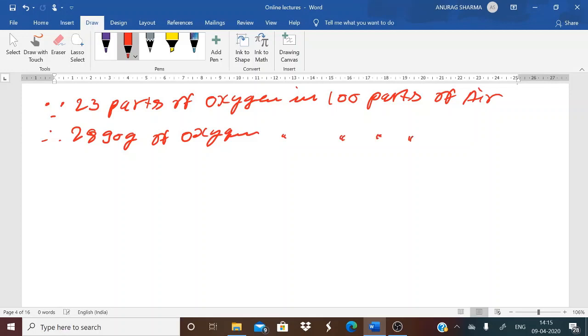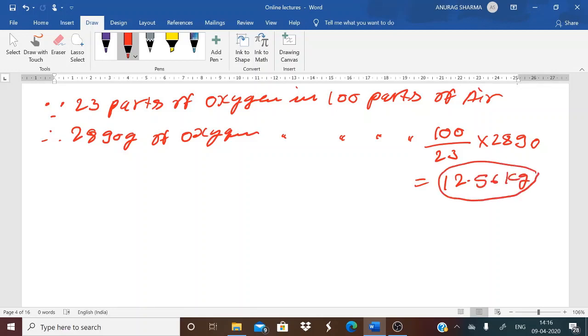then how much amount of air will be involved in this reaction? After solving this, the final answer will be 12.56 kg. We will solve these values, then the answer will be in gram. We will convert it into kilogram. So the final answer is 12.5 kg. So this is one example of weight by weight.